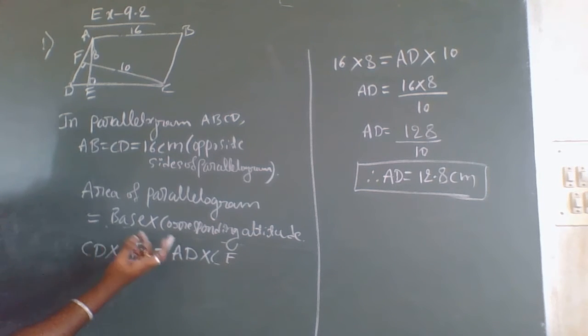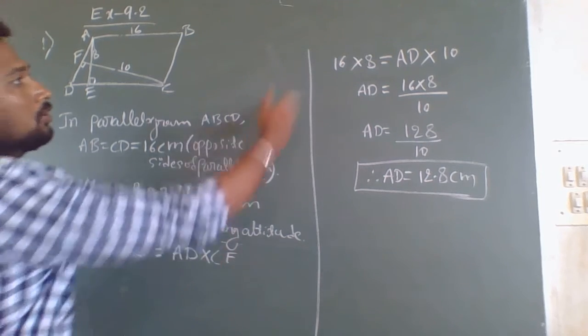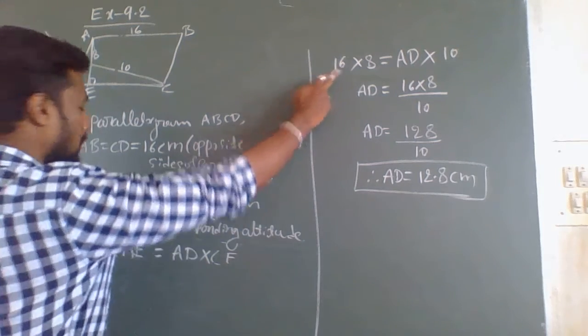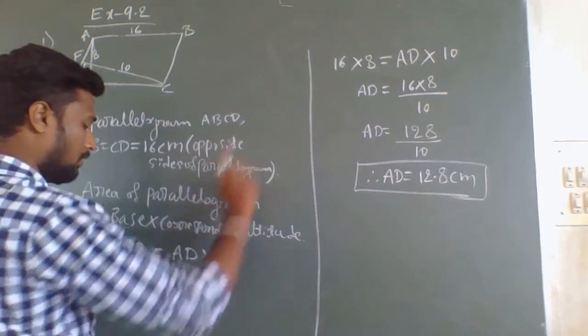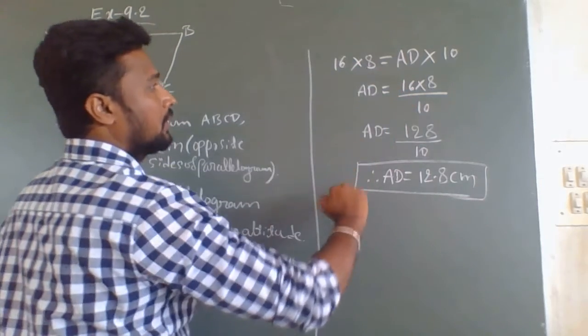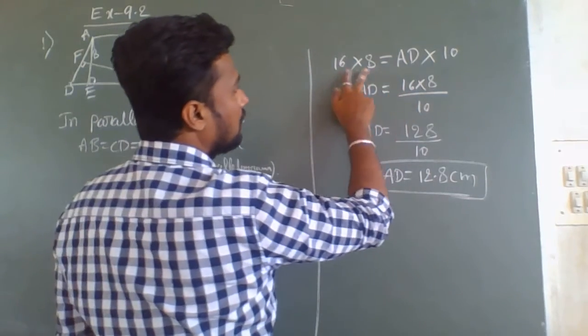These are the base and altitudes of the same parallelogram. So next we will substitute the values they have given. CD value is 16 and AE value is 8, and we have to calculate AD value, and CF value is 10. So AD is equal to 16 into 8.